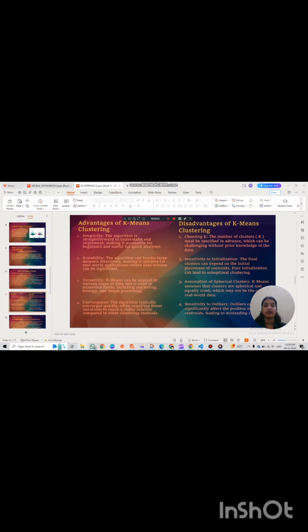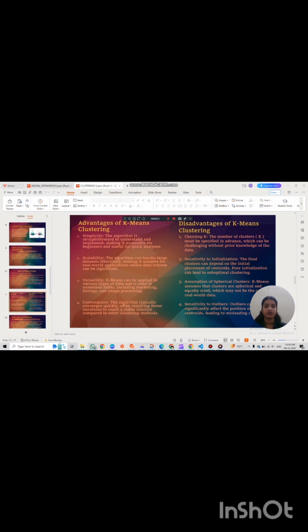Moving further, let's discuss advantages and disadvantages of k-means clustering. Advantages: simplicity. The algorithm is straightforward to understand and implement, making it accessible for beginners and useful for quick analysis. Number 2, scalability. The algorithm can handle large datasets effectively, making it suitable for real-world applications where data volume can be significant. Number 3, versatility. K-means can be applied to various types of data and is used in numerous fields including marketing, biology, and image processing. Number 4, convergence. The algorithm typically converges quickly, often requiring fewer iterations to reach a stable solution compared to other clustering methods.